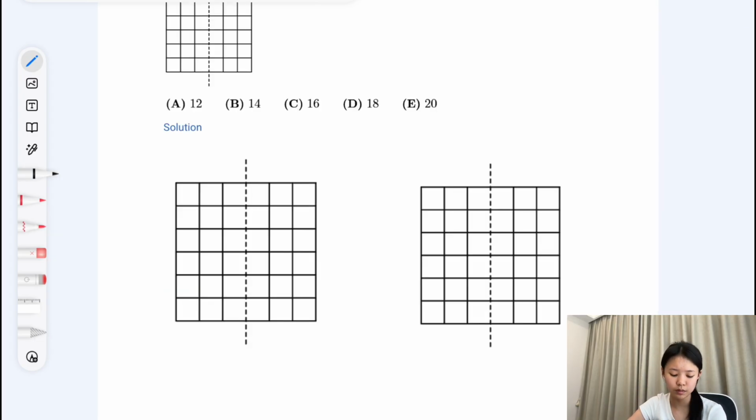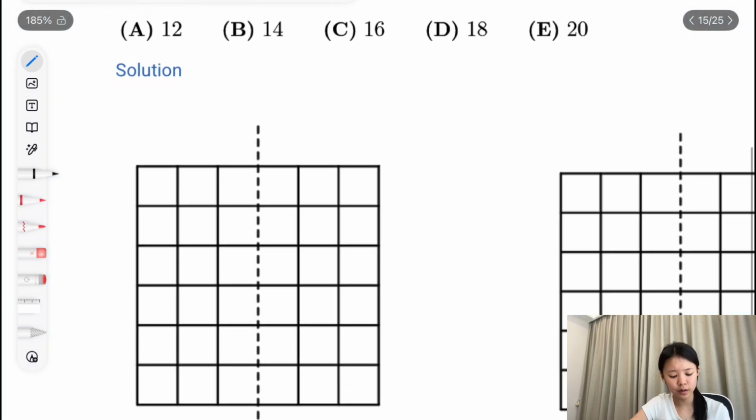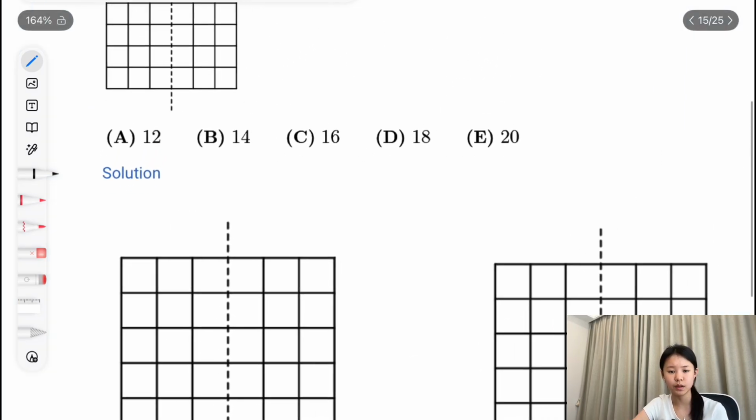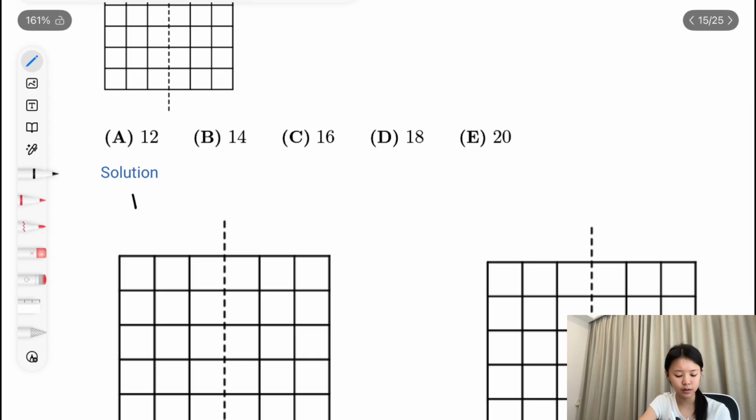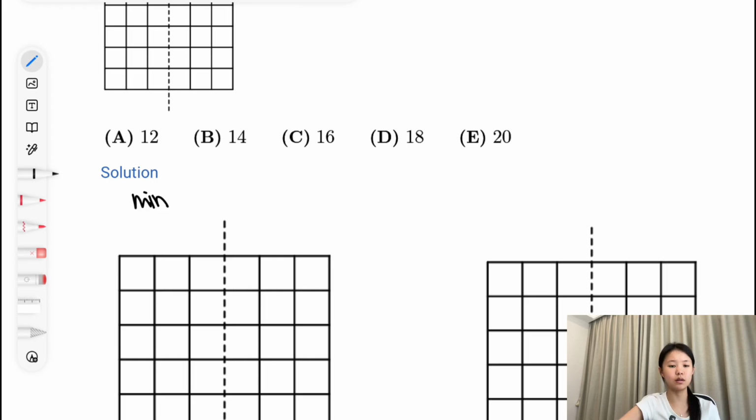Now, we have two graphs here. And for the minimum number of gold-on-gold pairs, what you want to do is you want to maximize the number of silver on gold pairs. So what that means is you want all the silver ones on one side.